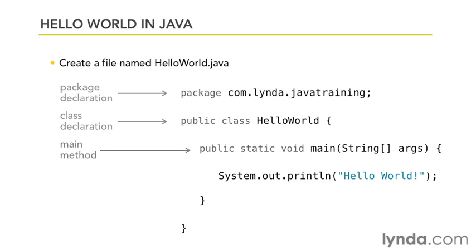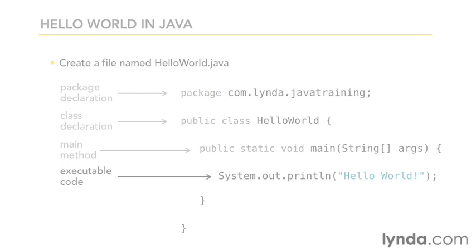Finally, within the main method, you place your executable code. This application simply outputs the text Hello World to the command line using the command System.out.println, or print line. Notice that this string is ended with a semicolon. The semicolon is like a period in English. It means this is the end of the statement. So System.out.println Hello World means output the string Hello World to the command line.